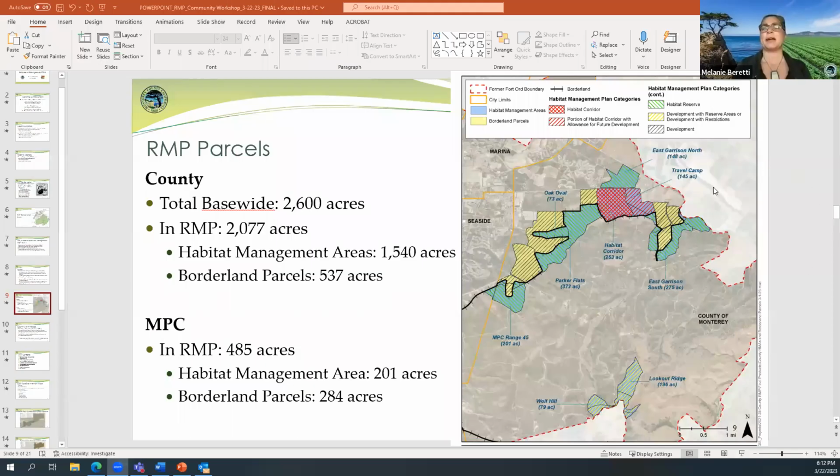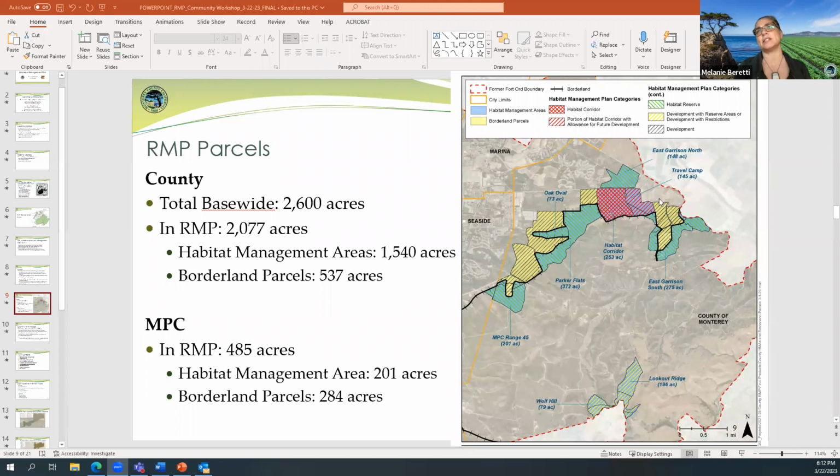So the next question we have is, can you speak about the travel camp area? Yeah, so that might be helpful if I go back to the map just to reorient everybody. Bear with me one minute. Okay, I'm just going to share this. If I'm going to speak about a parcel, I want everyone to know which parcel I'm talking about. Okay, so the question was the travel camp parcel.